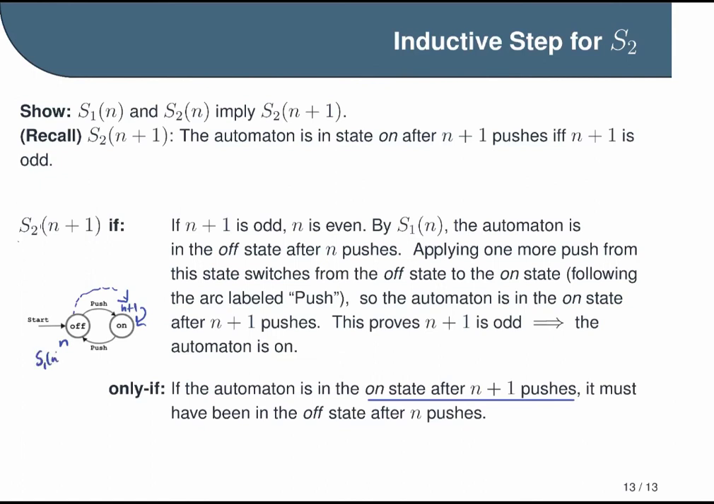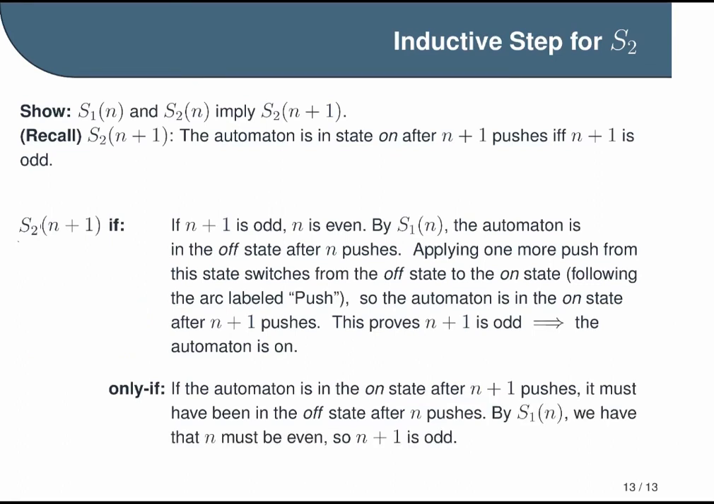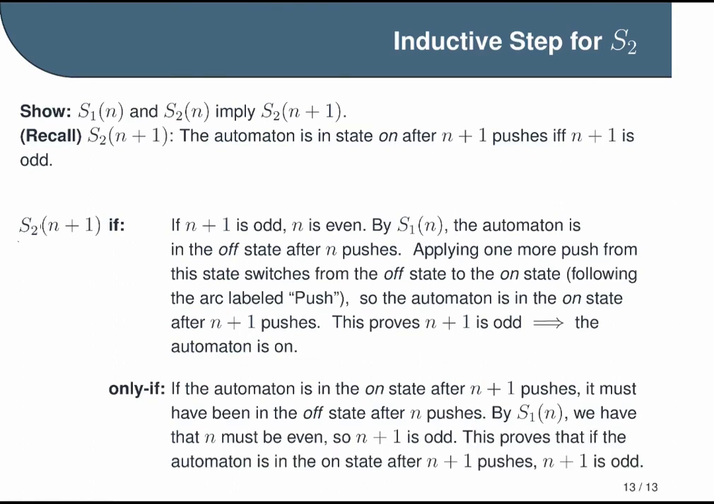But now that we're talking about n pushes, we can use our inductive hypothesis, and we can say by statement s1, if we are in the off state after n pushes, then we know that n must be even. And therefore we can conclude that n+1 must be odd. So we write that into our proof, and we say by s1 of n, we know that n must be even, so therefore n+1 is odd, and this proves that if the automaton is in the on state after n+1 pushes, then n+1 is odd.